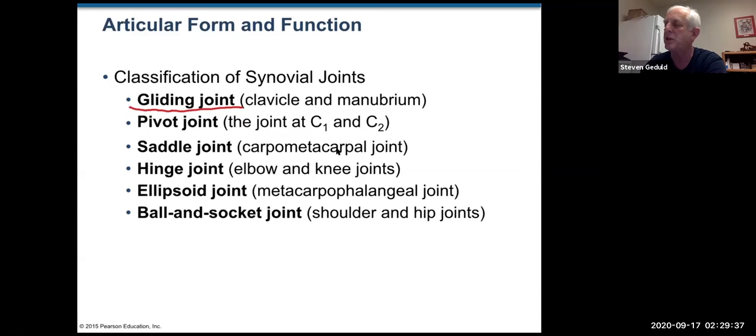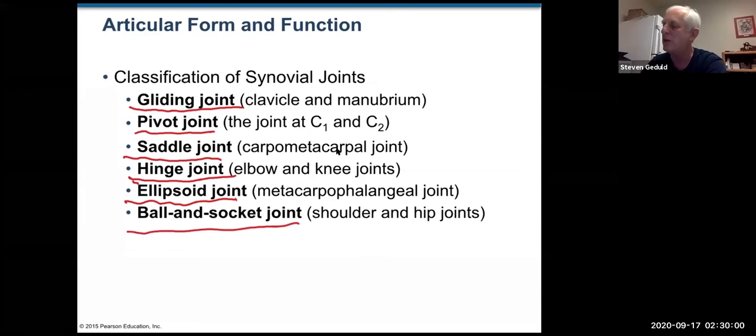Those joints can glide. You have a pivot joint, like between C1 and C2. You have a saddle joint, and we'll go through examples of each of these, like the carpal metacarpal joint. You can have a hinge joint, like your elbow and your knees. You can have an ellipsoid joint, like the metacarpal phalangeal joints of your fingers. Or you have a ball and socket joint, like your shoulder and your hips, where you can have free rotation.